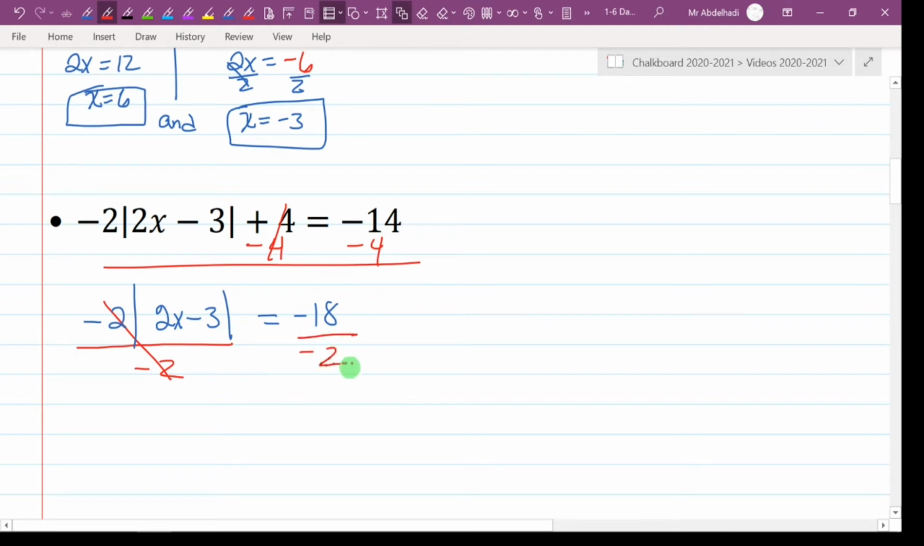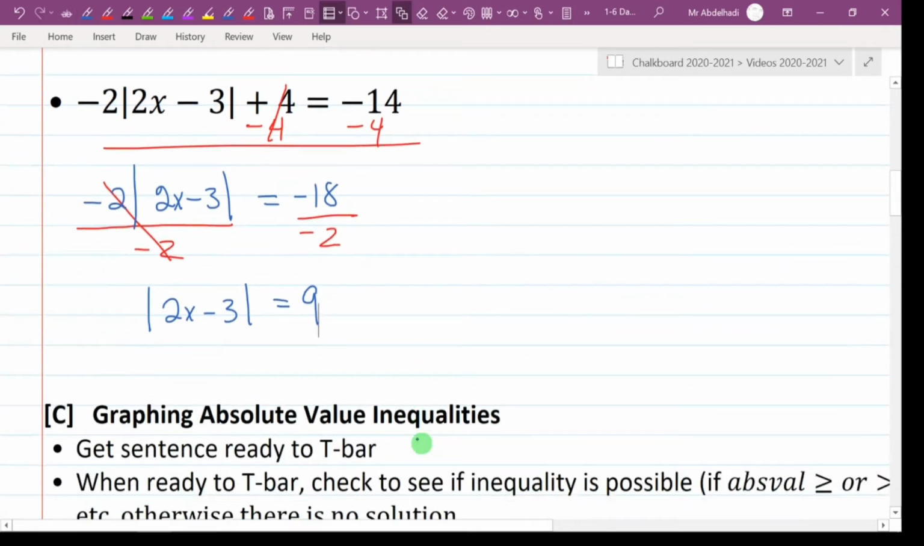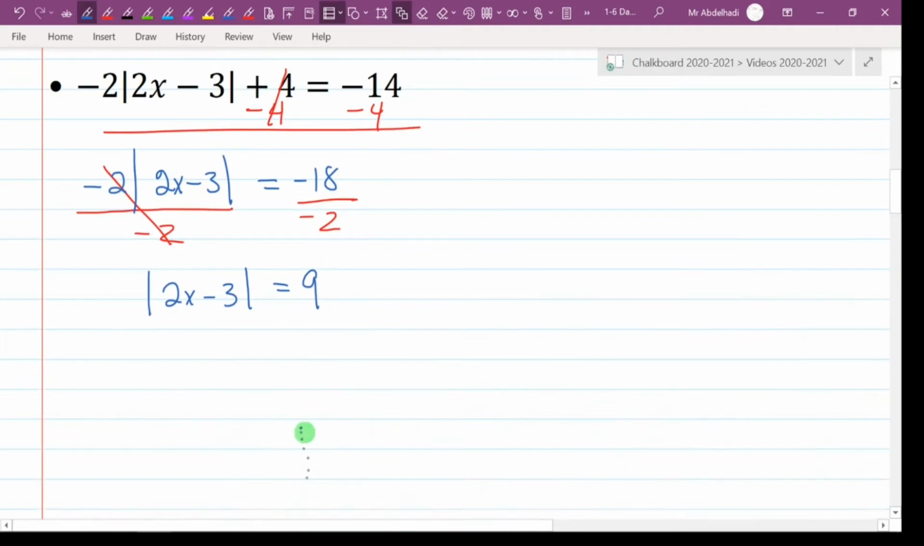So you get there. Now we have the absolute value bars all by themselves, which is what we wanted, and this side is now +9. Can I T-bar yet? Yes. So what I tell students when I teach this in Algebra 1 is keep asking yourself, can I T-bar yet? So after we added the 4, can I T-bar yet? Not yet. You have to get rid of the 2, can I T-bar? You look at it now, you go, yes.